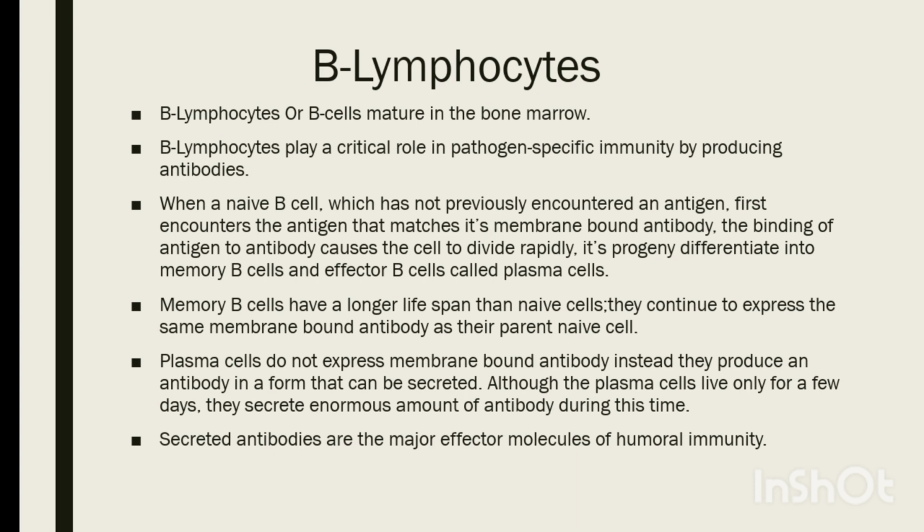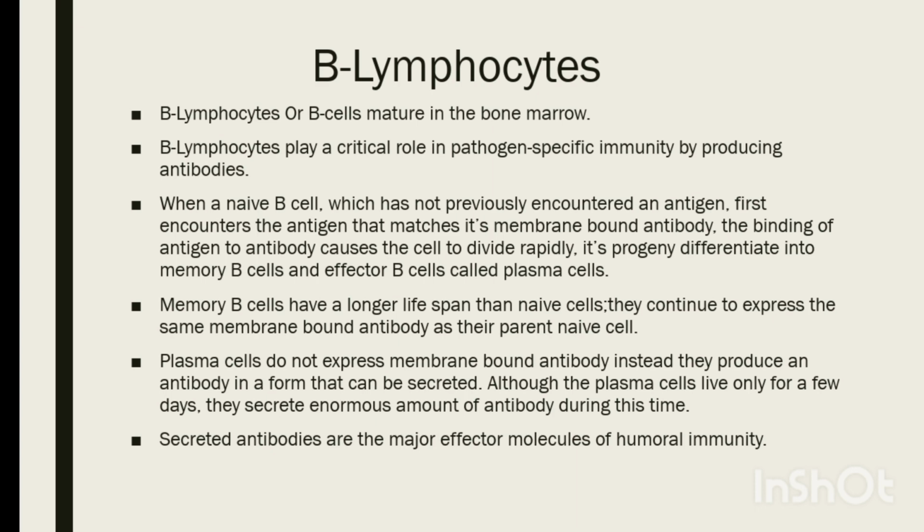Memory B cells have longer lifespan than naive cells and they continue to express the same membrane-bound antibody as their parent naive cell. While plasma cells do not express membrane-bound antibody. Instead, they produce an antibody in a form that can be secreted. Although the plasma cells live only for a few days, they secrete enormous amount of antibody during this time.